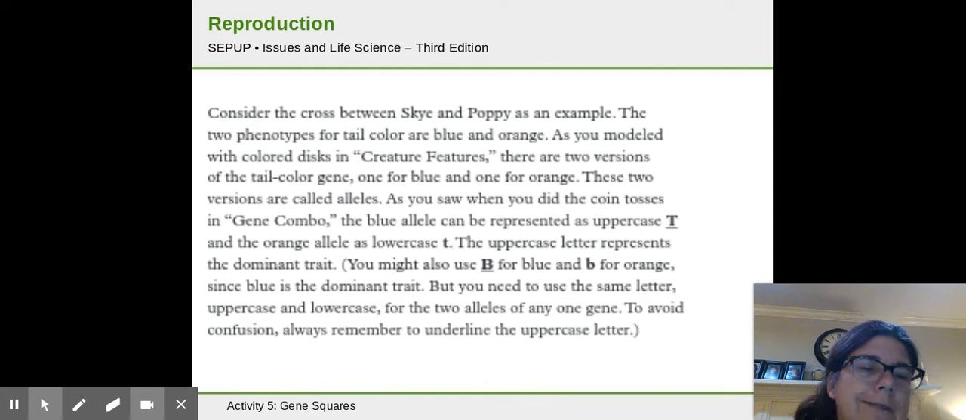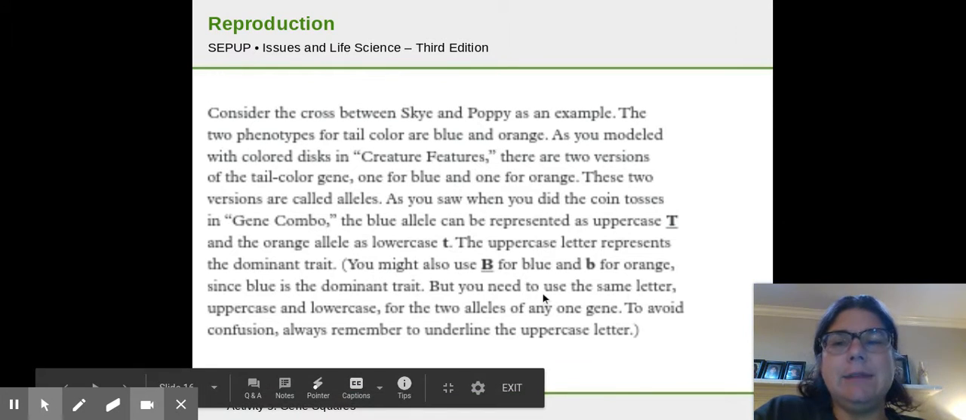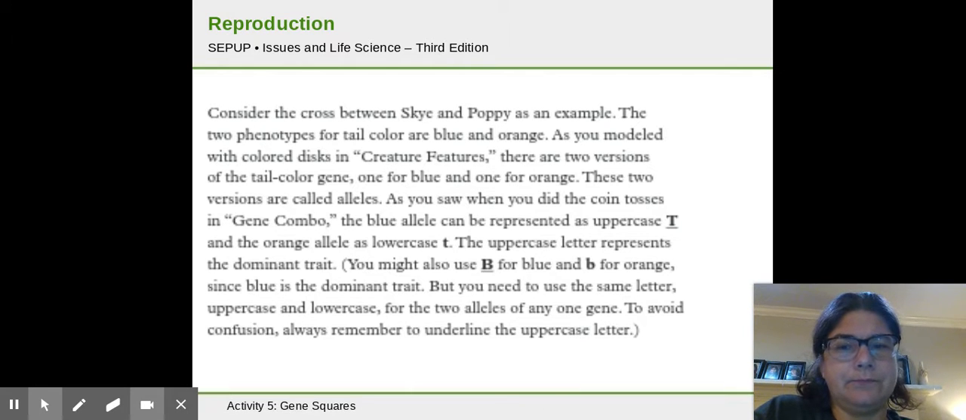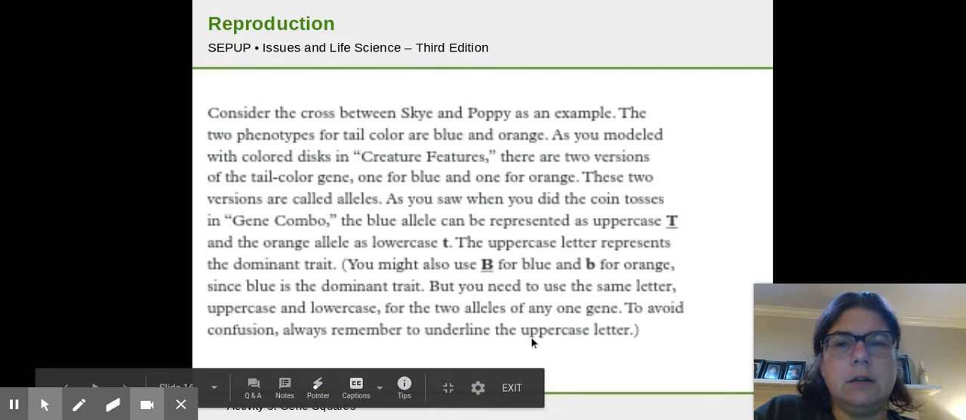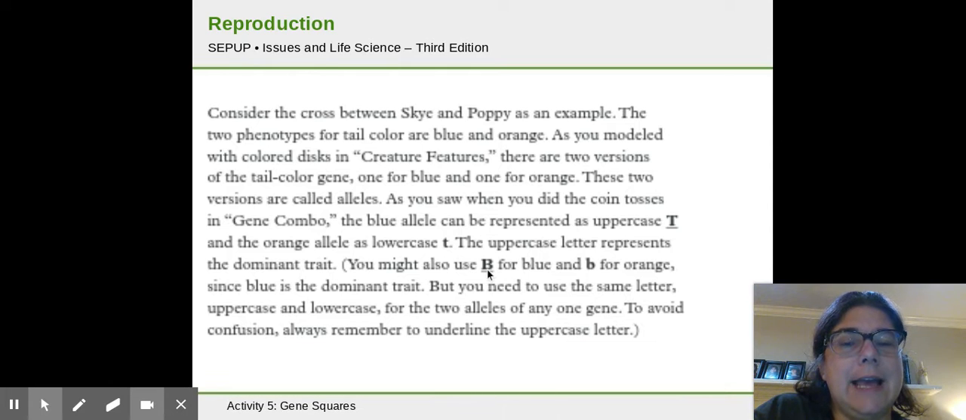Now those letters can change. You can use B's if you prefer, big B for blue, for instance. But what doesn't change is capital versus lowercase. The uppercase letter always represents the dominant trait. Whichever letter you decide to use, you need to use the same letter going throughout. Just remember, uppercase is dominant. In this textbook, you are going to see that the underlined letter will be for the dominant, the capital, just to help distinguish them, because sometimes uppercase and lowercase letters kind of look alike.